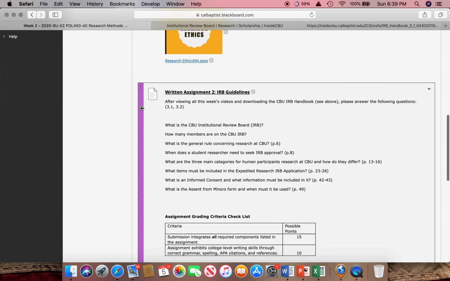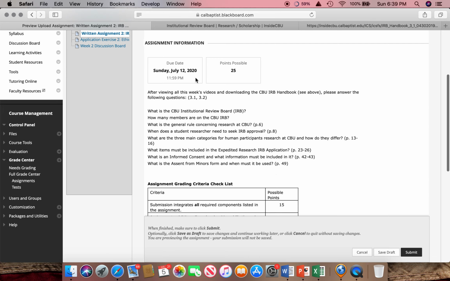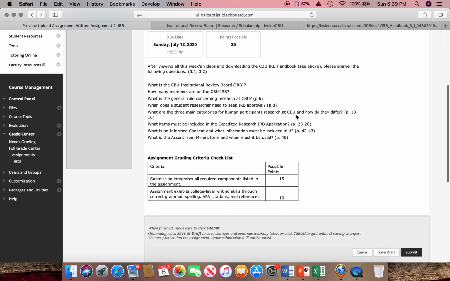So let's talk about our first assignment. Our first deliverable this week is going to be written assignment number 2, our IRB guidelines. As we click into that, we can see that this is going to be due on July 12th, Sunday, 11:59. Like all of our assignments, Sunday at 11:59, it's a 25-point assignment. After reviewing all this week's videos and downloading the CBU IRB handbook, please answer the following questions.